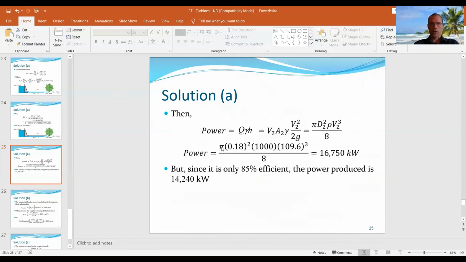So plugging the values in, pi, diameter 0.18 meters squared, density of 1,000 kilograms per cubic meter, velocity was 109.3, cube that, divided by 8, gives me 16,750 kilowatts for this turbine. But since it's only 85% efficient, that's how much energy is being produced at the bucket essentially. So 85% efficient means the actual power produced, 85% of that, is just over 14,000 kilowatts in this case. So that's the answer for part A.